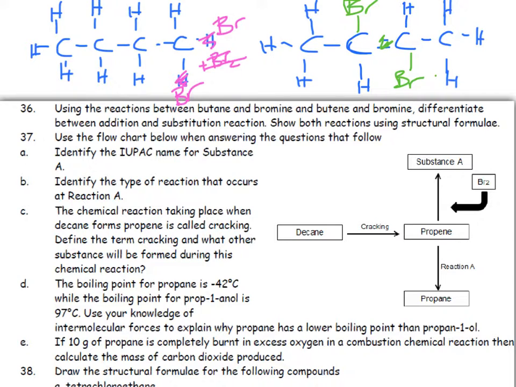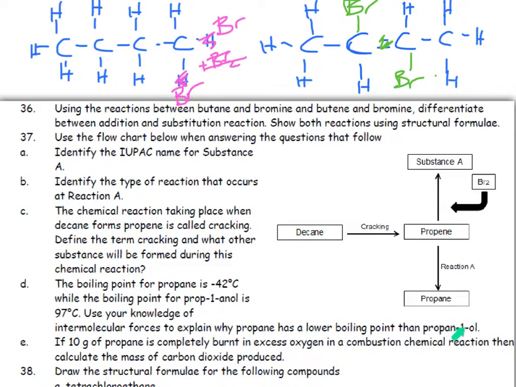The boiling point of propane is -42, whilst that of propanol is 97 degrees. Use your knowledge of intermolecular forces in order to explain why propane has got a lower boiling point than propanol. And what you're going to talk about is that propane is a nonpolar molecule, and therefore it has London forces, which are weak intermolecular forces. Therefore, it is easy to separate the particles.